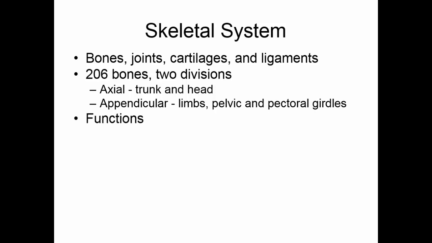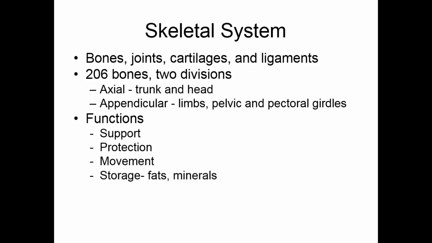The skeletal system has several functions. Its first function is for support. It helps hold the body upright. Many of the bones cover vital organs and protect them. Without the skeleton, the muscles would have nothing to pull around, and so movement would not be possible. Fats and minerals are stored in the bone, so the skeletal system has a storage function, and also blood cells are formed in the bone marrow. Blood cell formation is known as hematopoiesis.